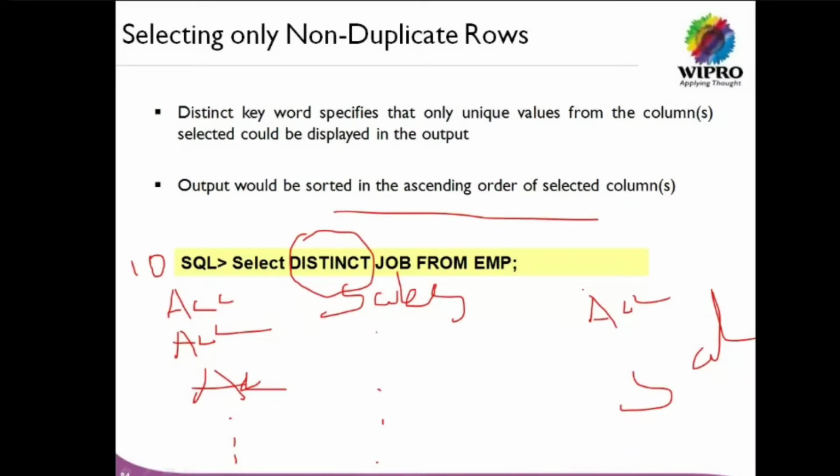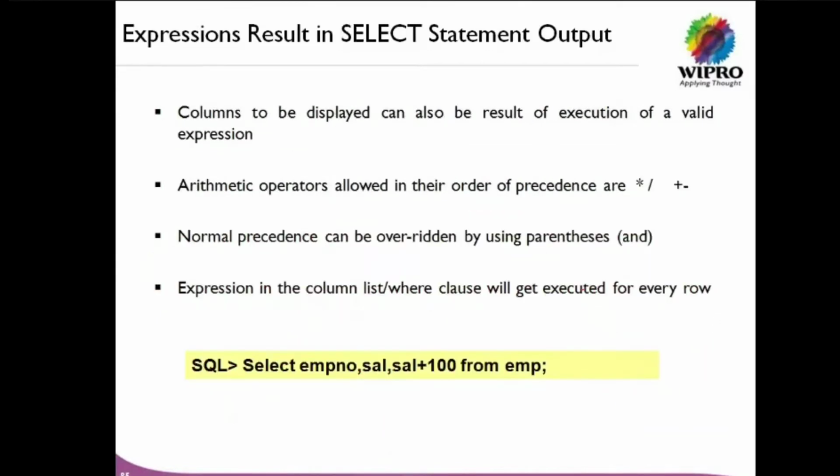In an interview panel, somebody may ask you, when you are using the distinct clause, whether records are displayed in ascending order or descending order. You have to explain, because the output of this distinct would be sorted in the ascending order. So this is about not only non-duplicate rows, how it can be selected.